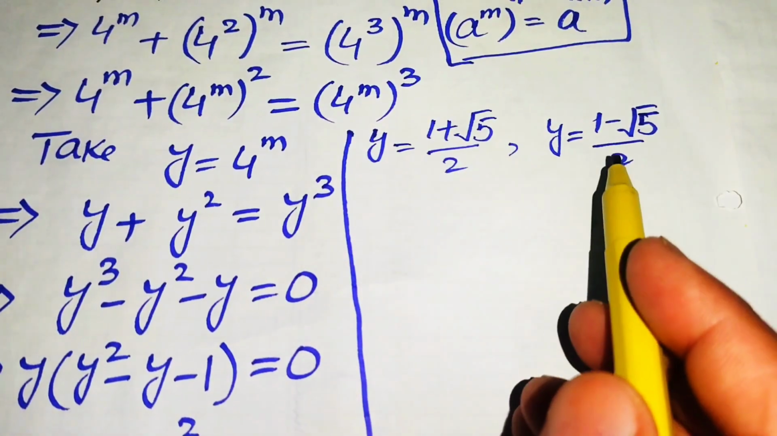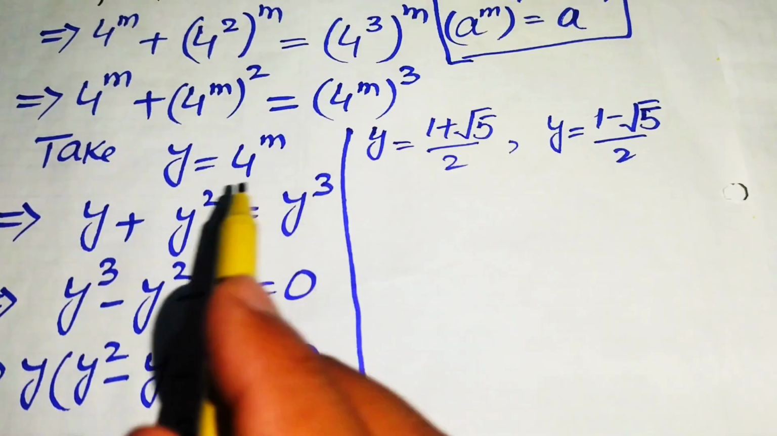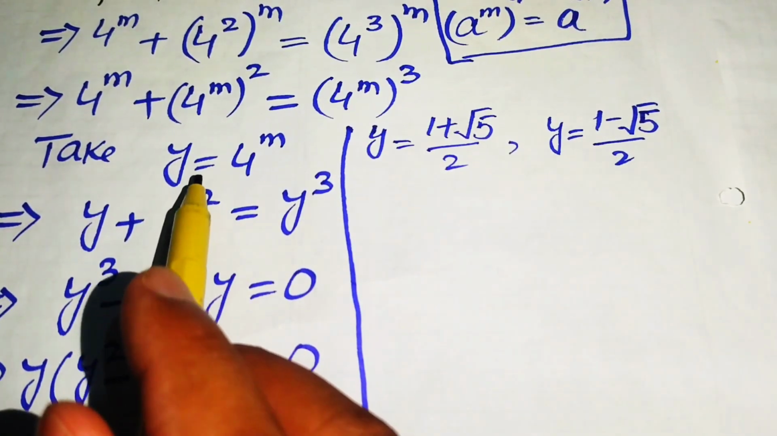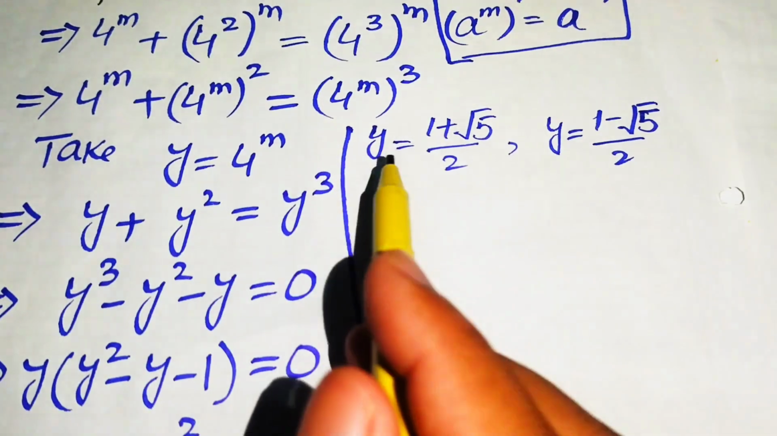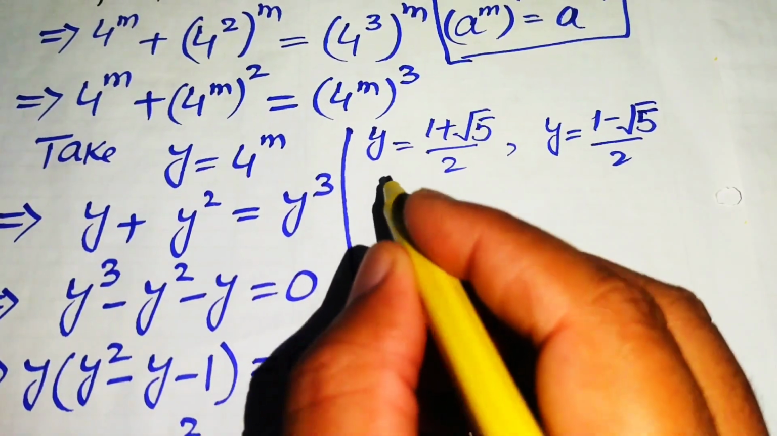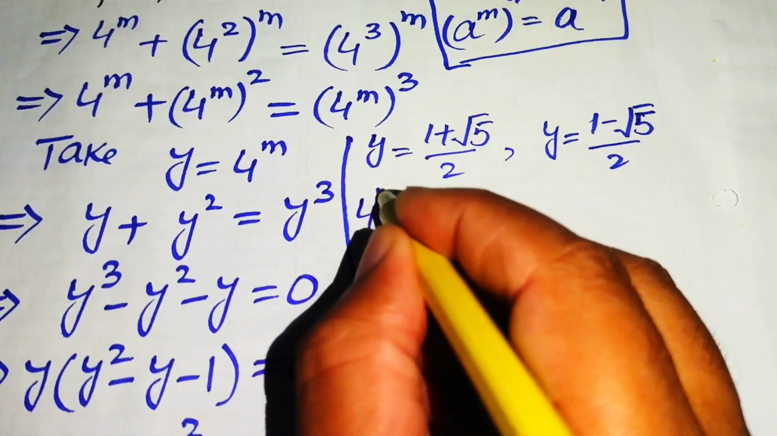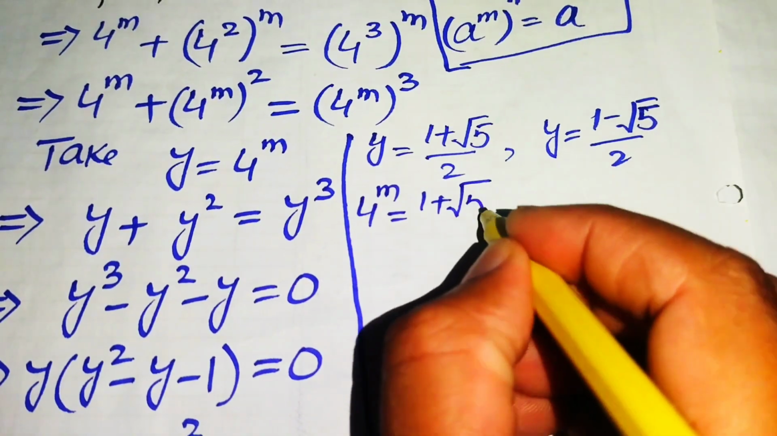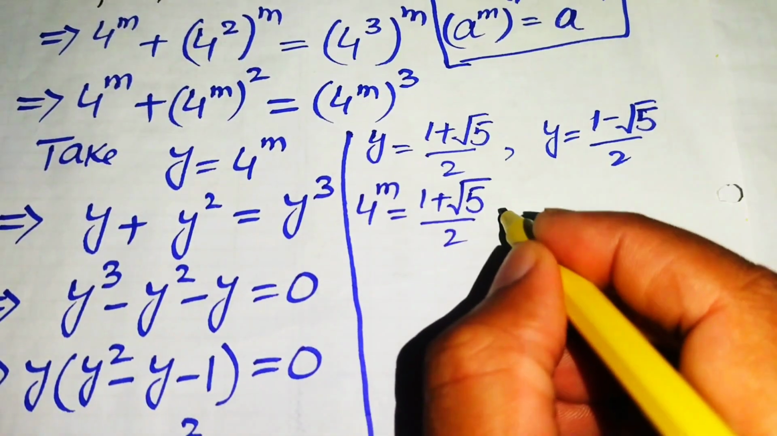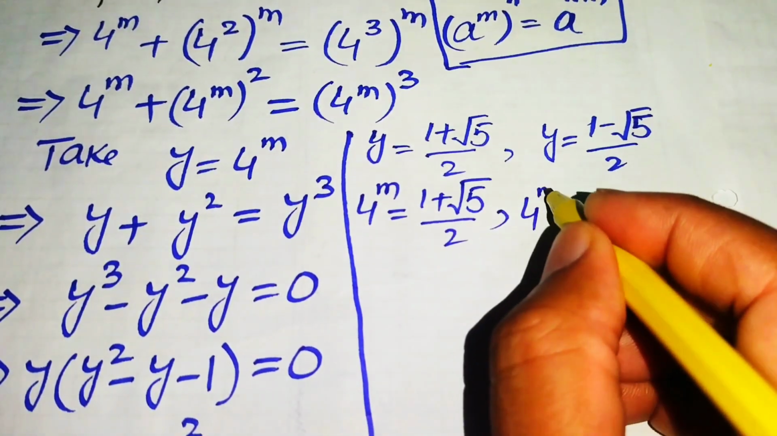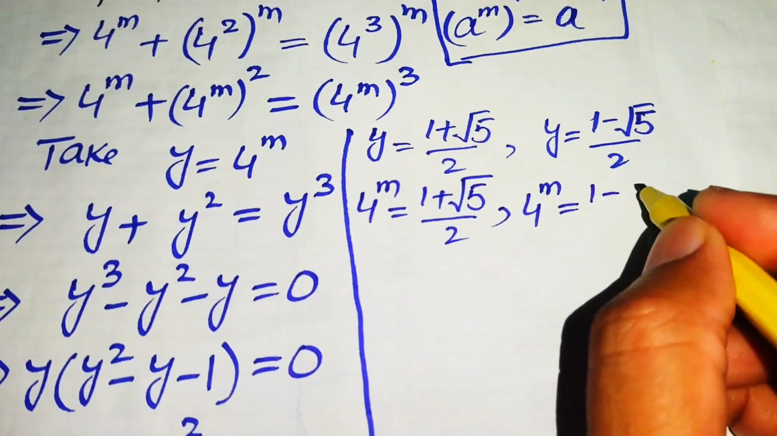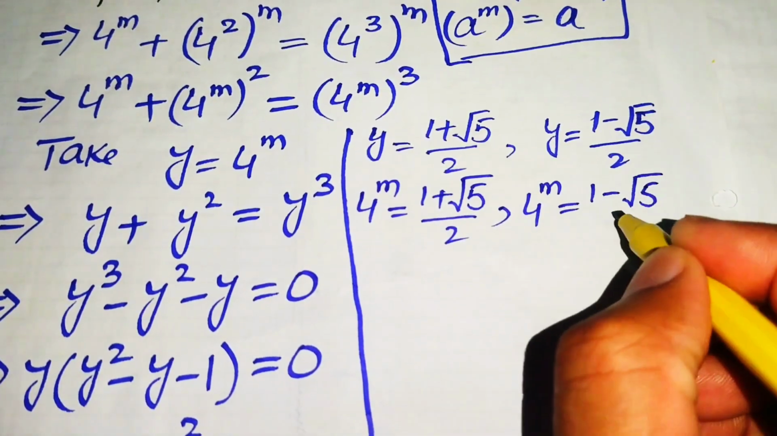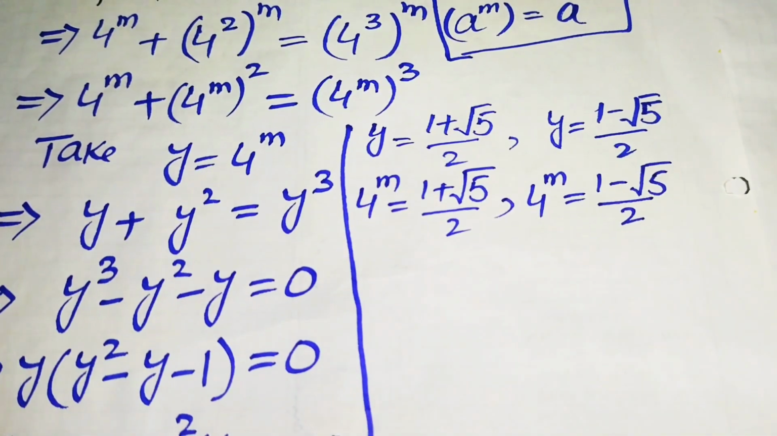The first is positive and negative. So now we back substitute the value of y, and here you see that the value of y is 4 to the power of m. We substitute it in both of these cases and we get 4 to the power of m equals 1 plus square root of 5 over 2, and in this case we have 4 to the power of m equals 1 minus square root of 5 divided by 2.